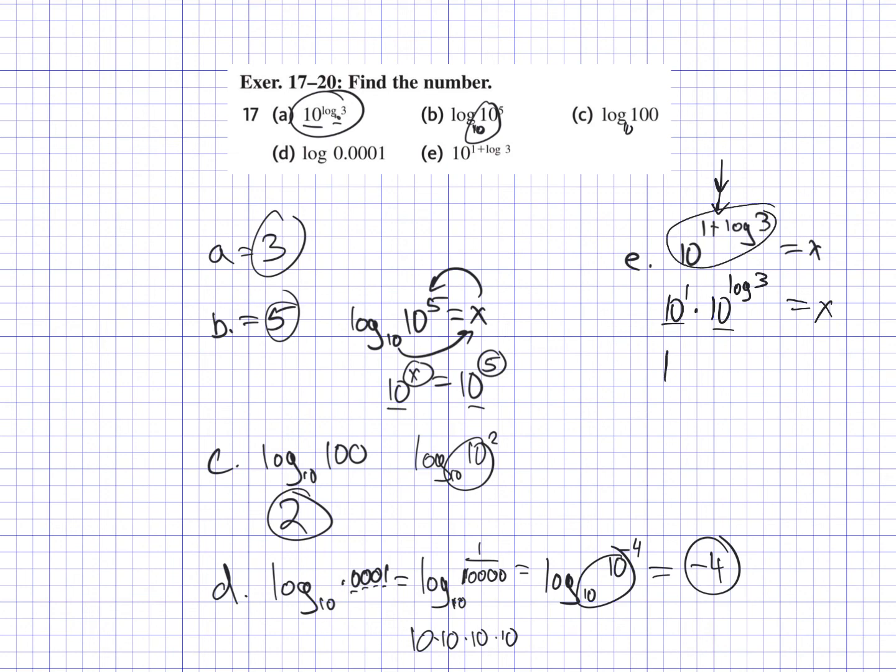Well, 10 to the first is 10. And then you have 10 to the log base 10 of 3. So if the base and the log base of 10 is the same, then that's 3. And so 30 equals x.